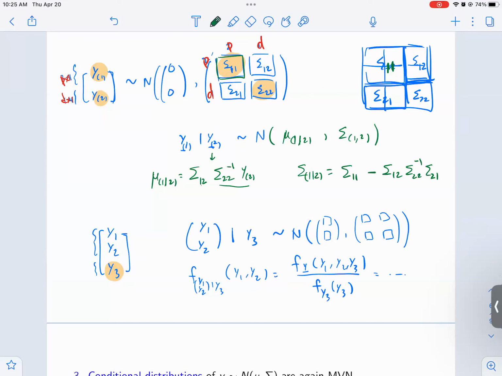The same goes here, sigma 1, 2, sigma 2, 2. The main point is this part. You can see the mean here is not going to be constant. Really, I should write it as mu 1|2 of y2. So it's a function of y2. The conditional mean depends on the part that you condition on.